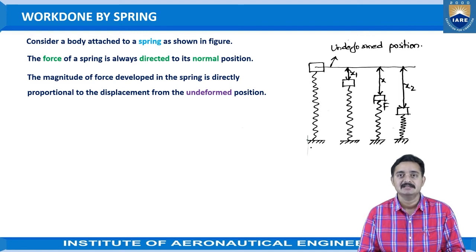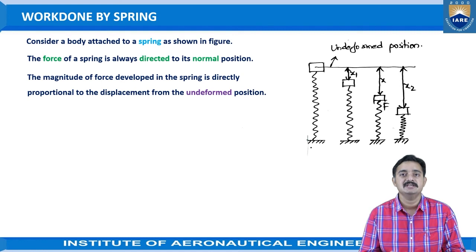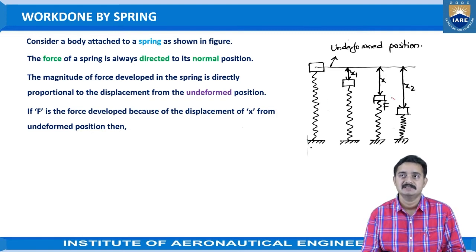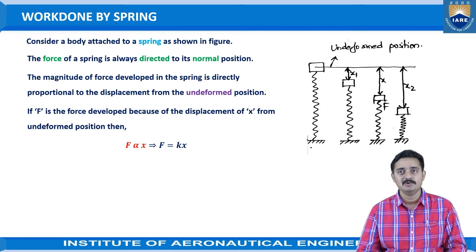So it can be stated that the force that is applied to disturb the spring is directly proportional to the length to which the spring gets disturbed, or the spring length changes. If F is the force developed because of the displacement of X from the undeformed position, so the spring has been compressed to a distance of X from the undeformed position, then we can say that F is directly proportional to X.